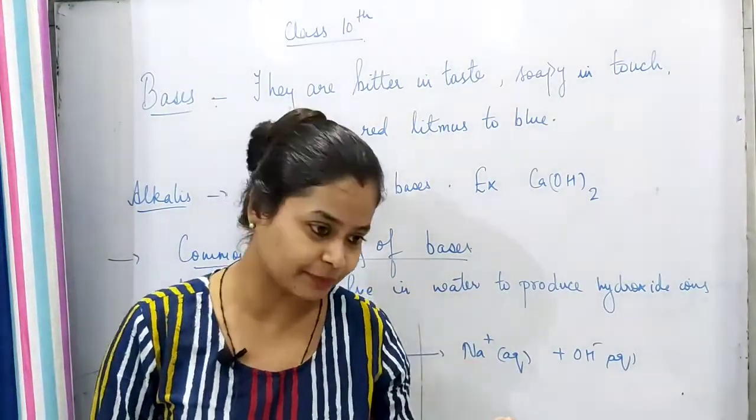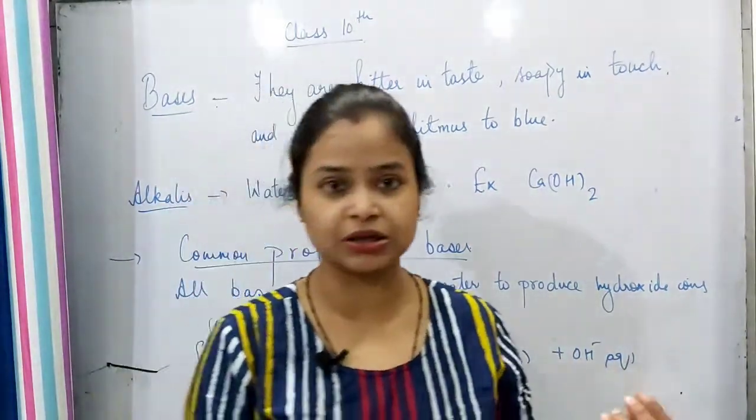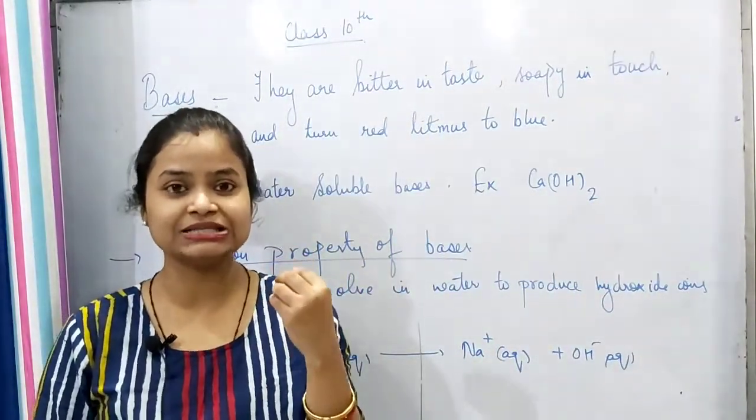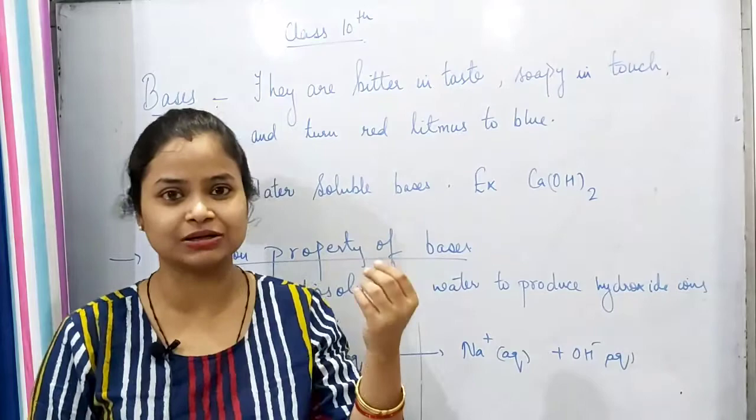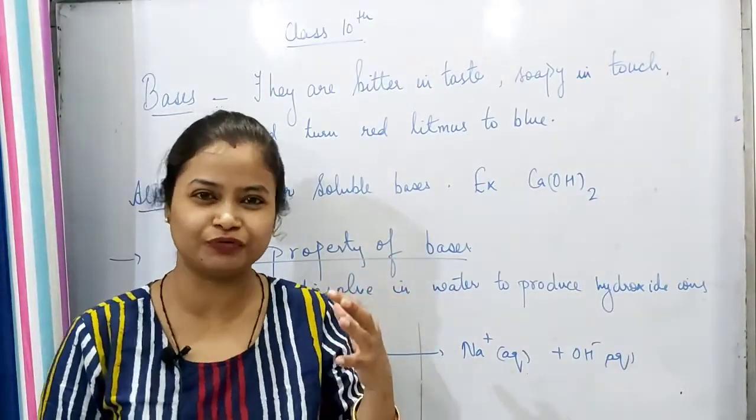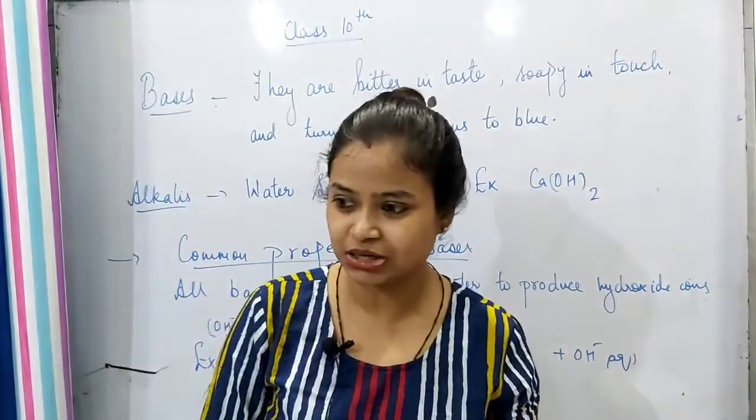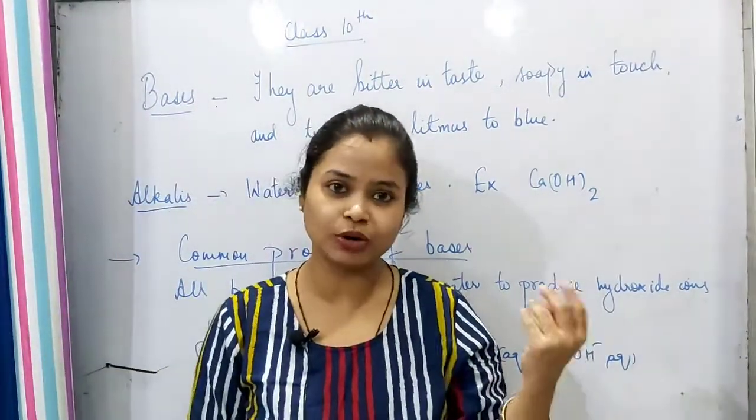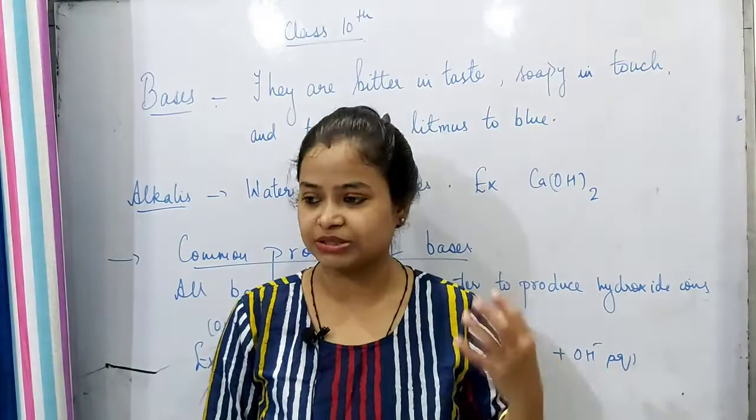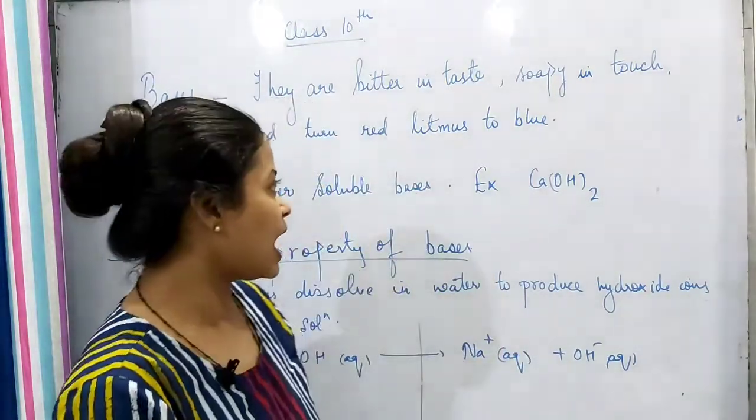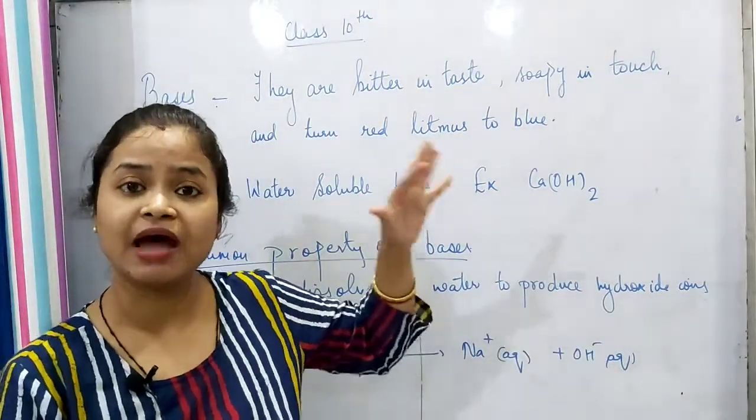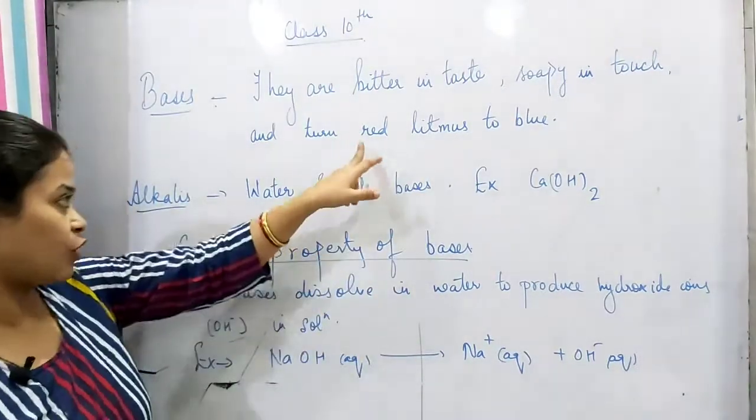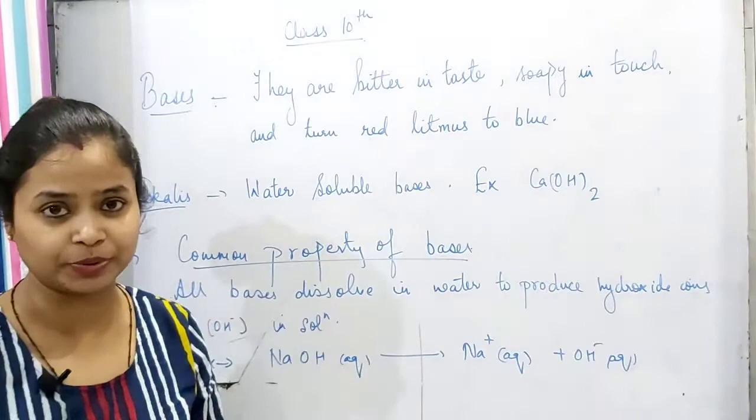For example, if by chance you taste a little bit of soap solution, how do you feel? It's bitter, isn't it? So that's what they are, bitter in taste. And you all know what soapy in touch means. Bases will be soapy in touch, and they have the tendency to turn red litmus to blue. We have already seen this property previously.